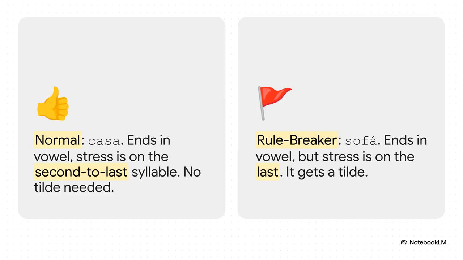Let's see this in action, and it makes it so clear. Take the word casa. It ends in a vowel, a, so the stress is normally on the second to last syllable. Ca, sa. Totally normal. No accent needed. But now look at sofá. It also ends in a vowel, but the stress is on the last syllable, so fa. See, it's breaking the rule. So we accuse it with an accent to show us exactly where the stress really is.